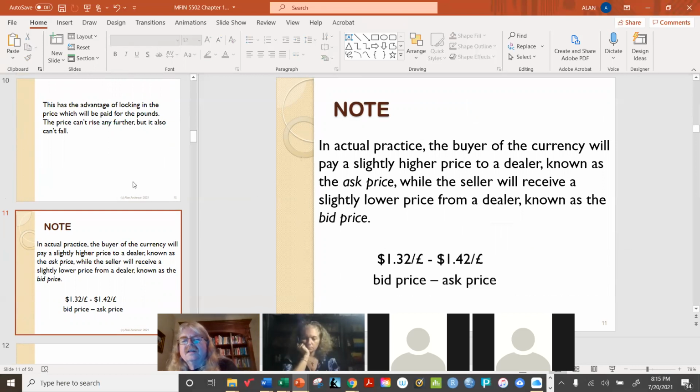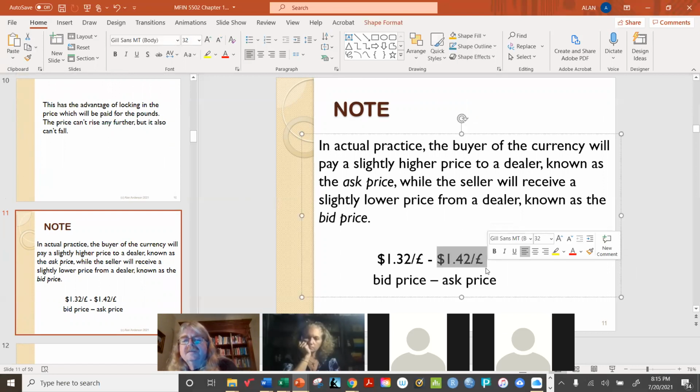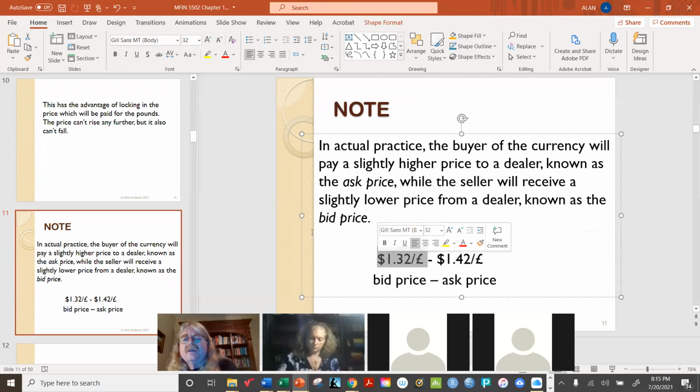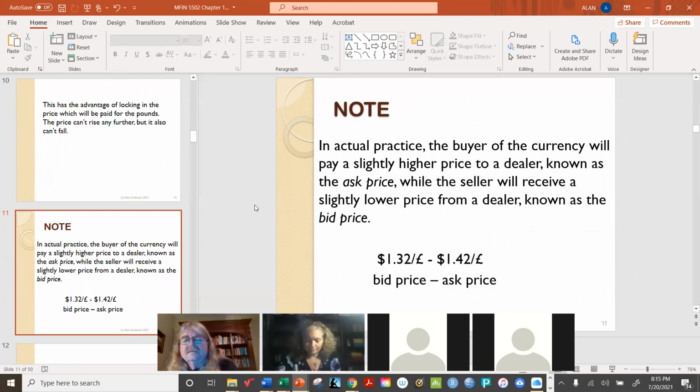Now, the way this works is that the dealer has to make money. So you will pay the higher price when you buy the pounds, and you'll receive the lower price when you sell the pounds. But keep in mind, they're doing you a favor. They're offering you a service, and this is how you pay for it, by giving them a slightly higher price when you buy and receiving a slightly lower price when you sell. So they're not taking advantage of you. This is how they make their money.